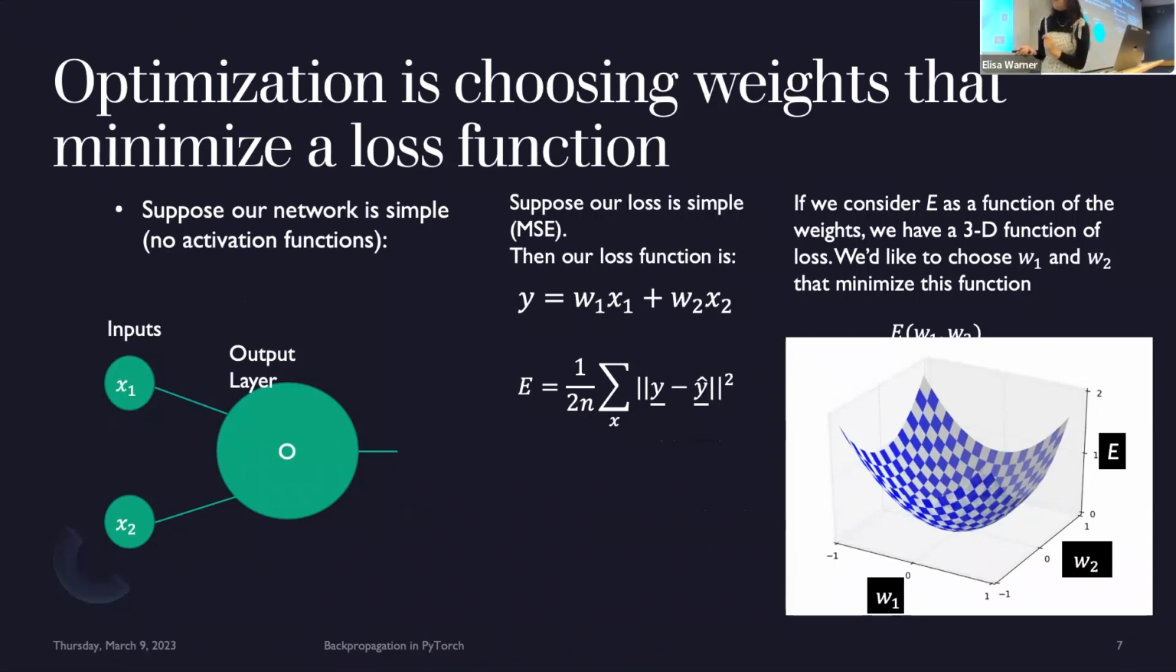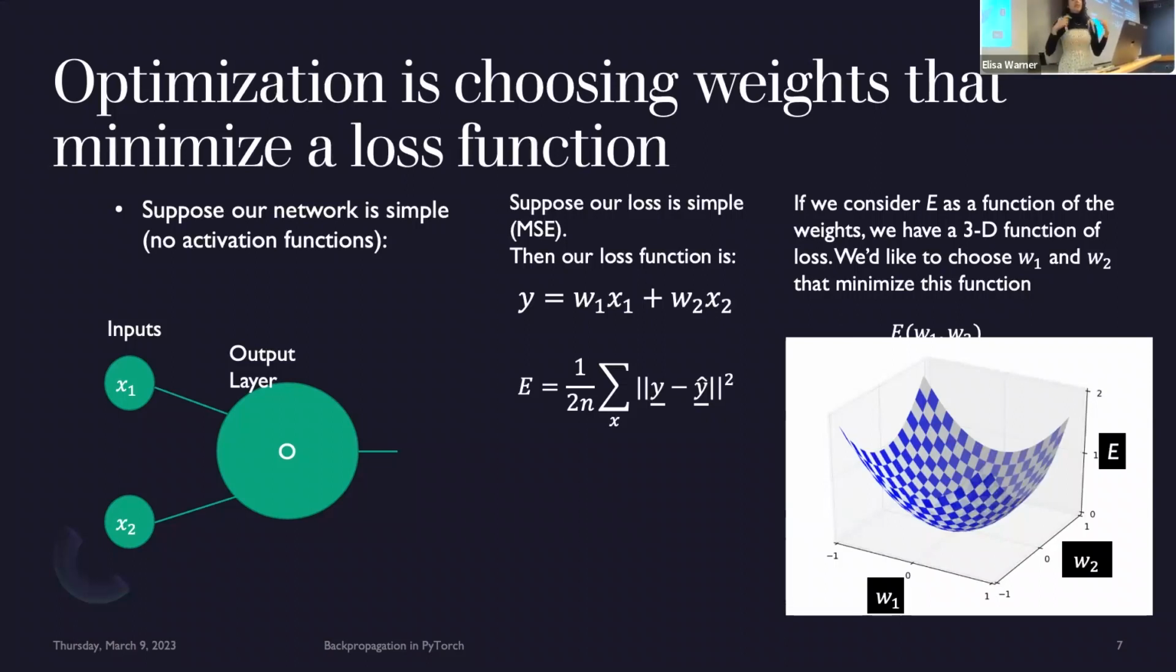And so in a simple example where we have only 2 weights and we're using the mean squared error, we can actually graph out all the possible values of our loss function, and we can see which values of weights out of all possible values would result in the lowest possible loss. And so this is what we're doing in optimization.